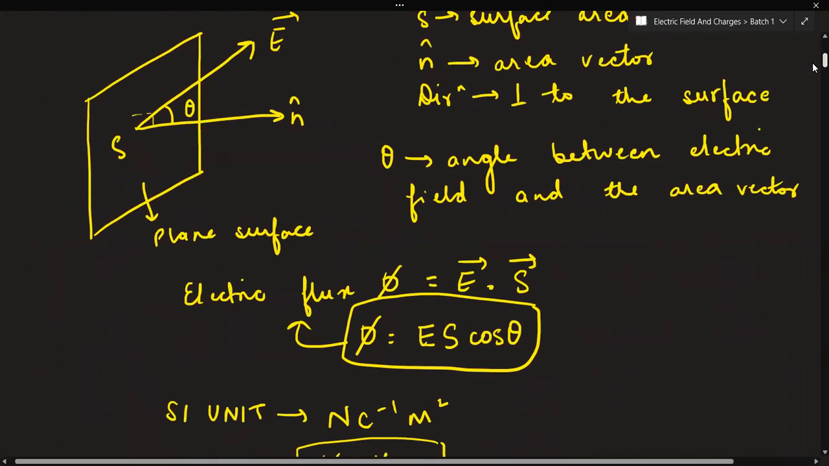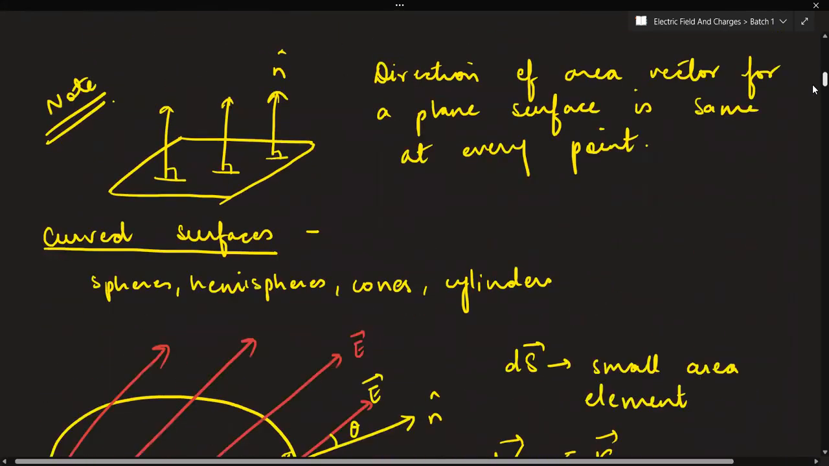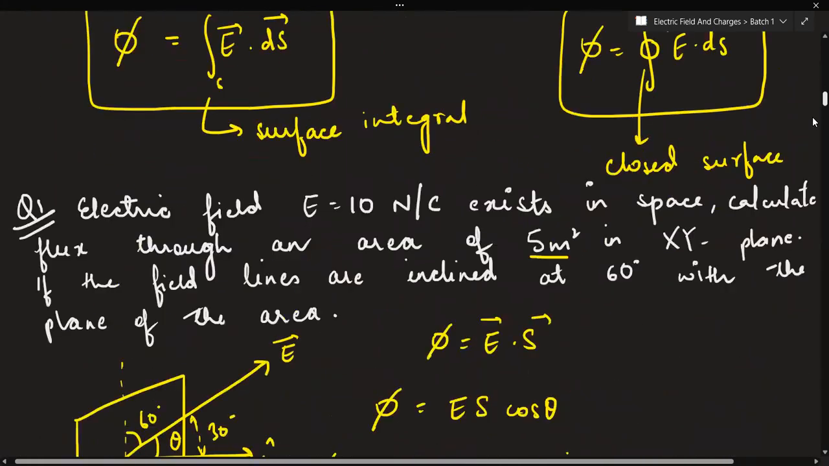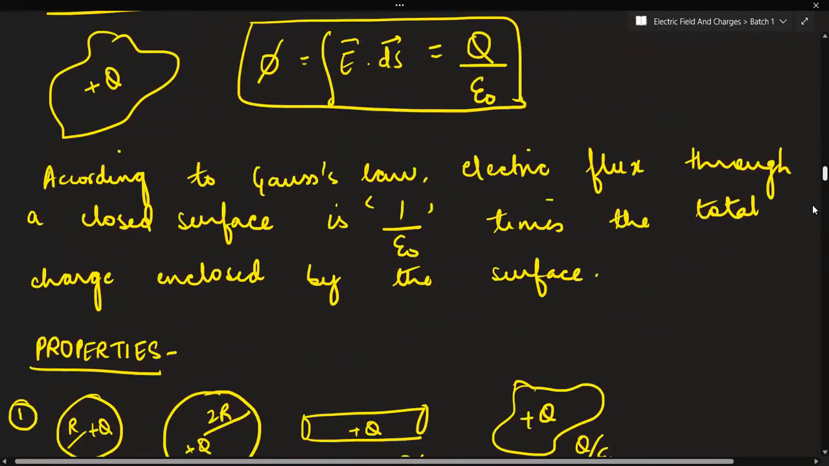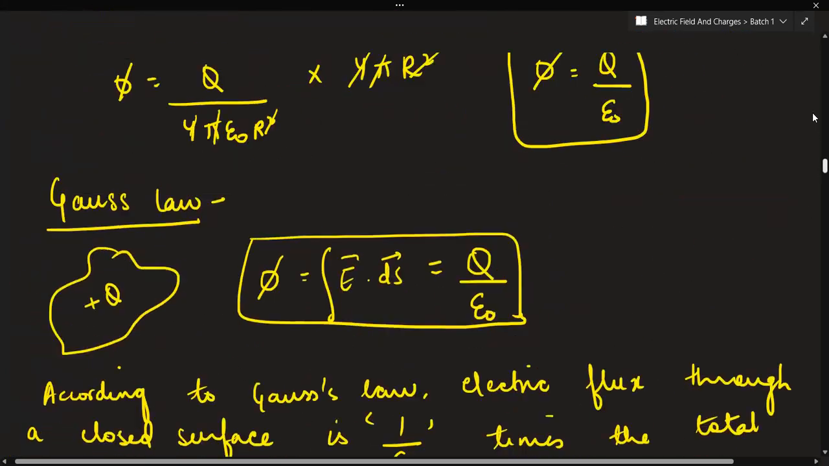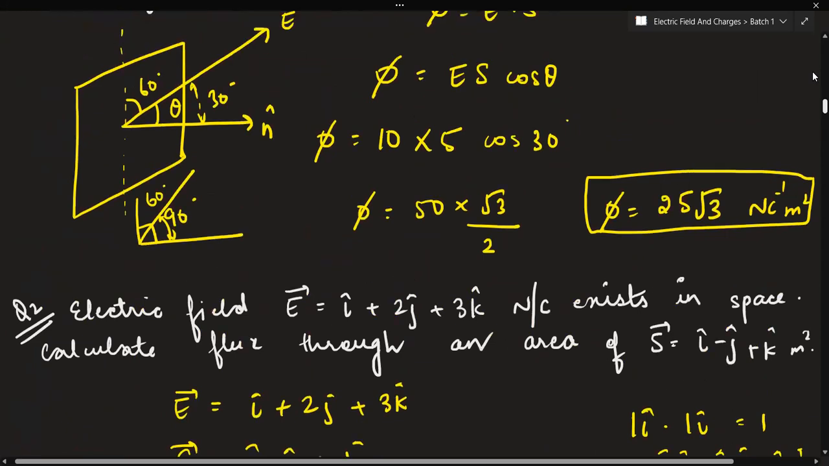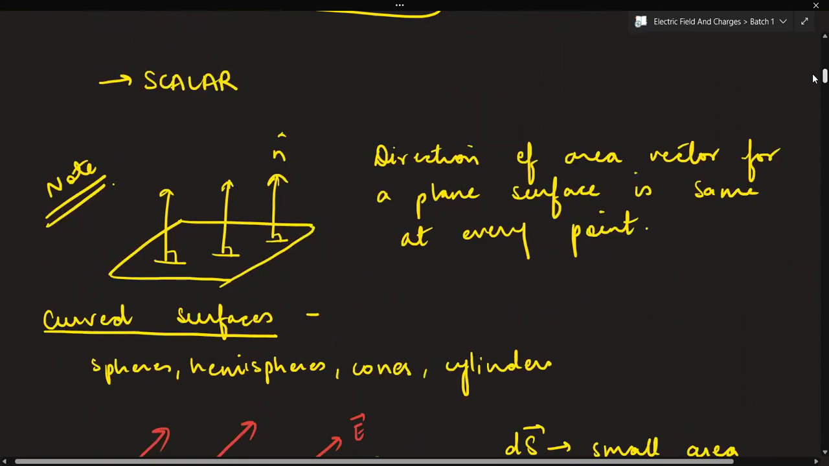Because this part, phi is equal to ES cos theta, and this, basically the Gauss theorem statement that you have, that is very, very important, and that is directly asked to you. The Gauss theorem, Gauss law will be asked. Now see, electric flux's formula, direction of area vector.